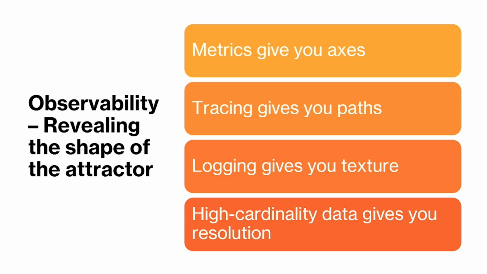A strange attractor is invisible in the equations. You see it by tracking trajectories over time. Observability is how we trace those paths. Metrics for axes, tracing for paths, logging for texture, high cardinality data for resolution. Together they reveal the shape our system inhabits under real load. And once the shape emerges, patterns stop feeling mysterious.